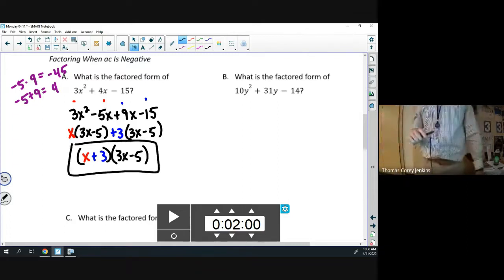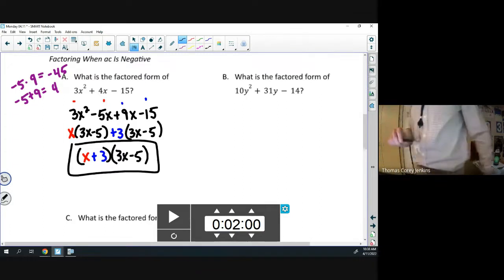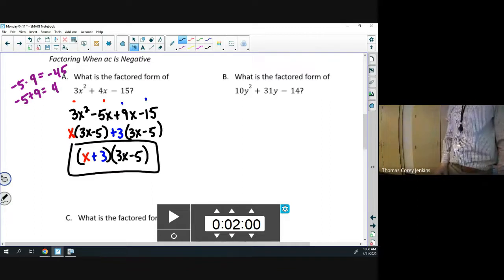All right, so I have it worked to the bottom. Feel free to take your time and finish up on your own, and then you can check with me. Anybody have any questions on the x plus 3 times 3x minus 5?